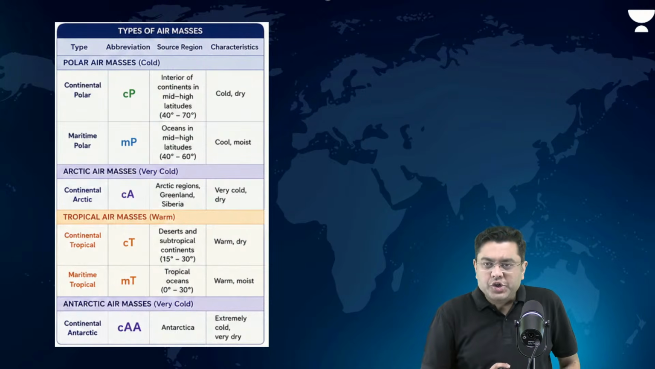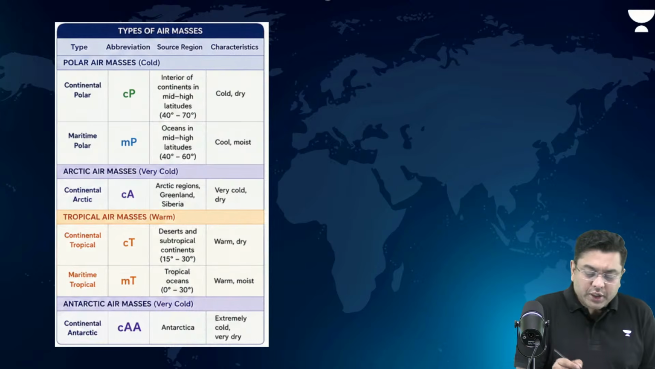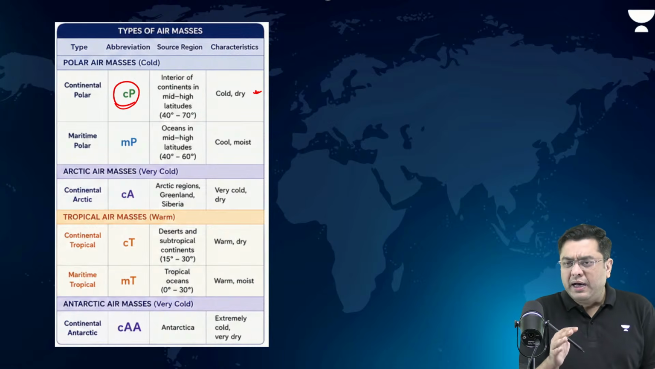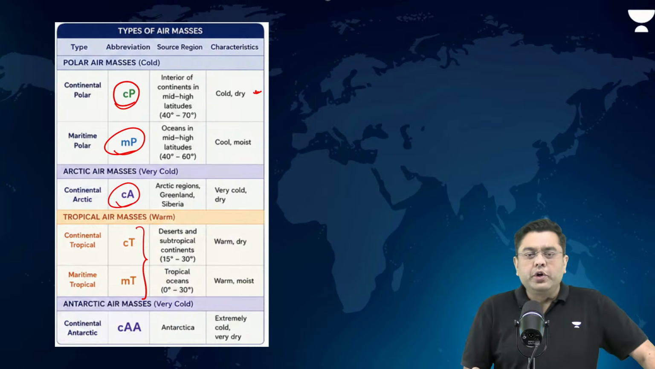This is a compilation for you that you can basically use for your revision. Continental polar, cold dry, in which region it will be 50 to around 60, 70, right? At that point of time, maritime polar, continental Arctic, then tropical can be of two types, right? This is what you can use for your revision as well.